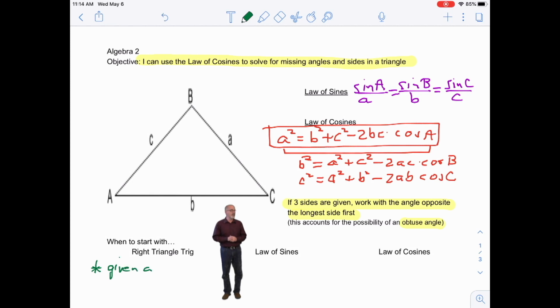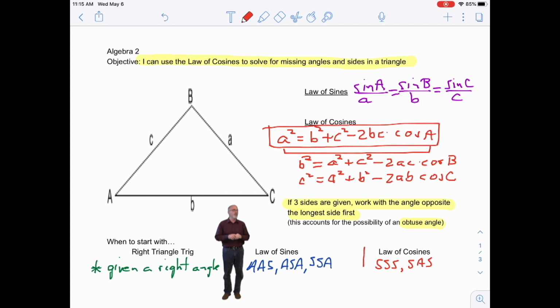So these are the three ways we solve triangles. The first way is right triangle trig when we're given a right angle. That's the type of situation where you use what we know with right triangle trig. Law of sines, on the other hand, is when we're given two angles, like angle, angle, side, or angle, side, angle with the side included between two angles, or side, side, angle with the angle not included between two sides. That would be law of sines. We're going to talk about the law of cosines today, and that's side, side, side, all three sides given, or side, angle, side given to you, the angle between the two sides.